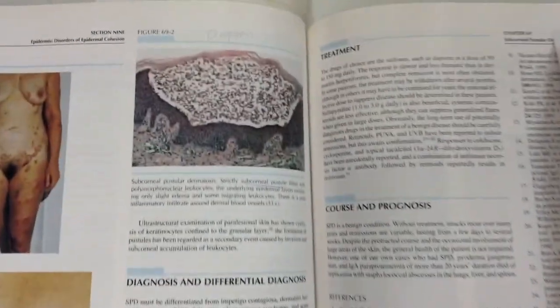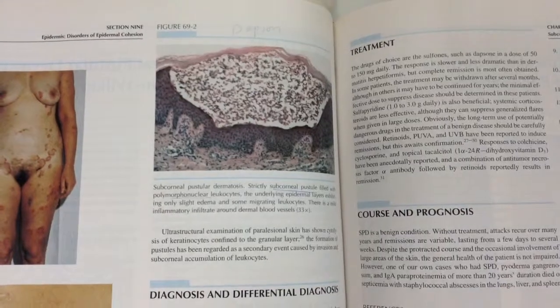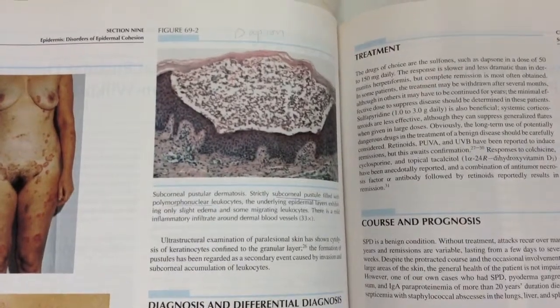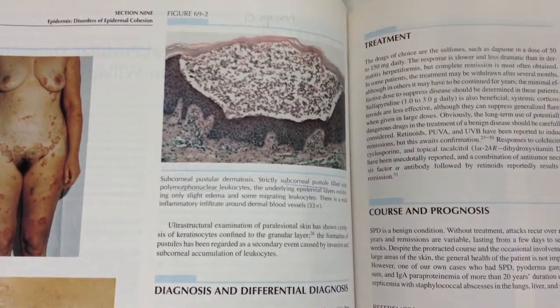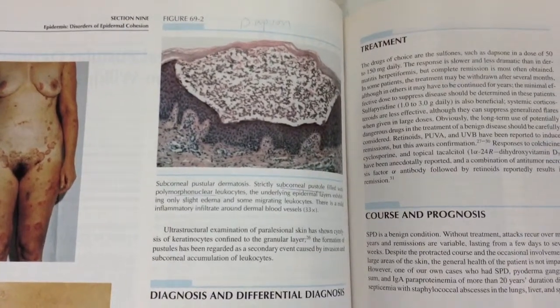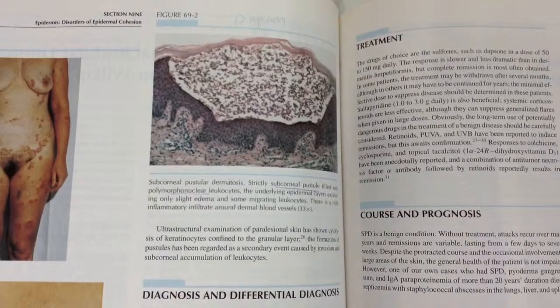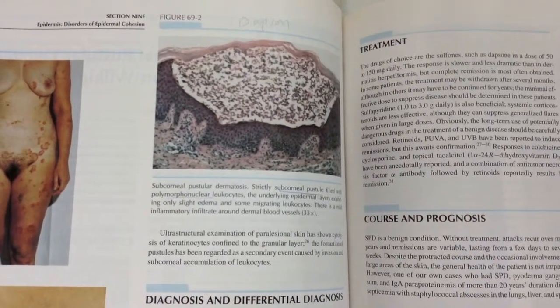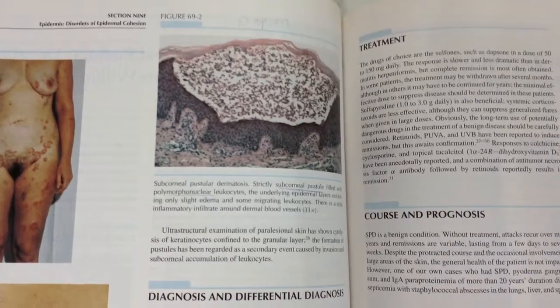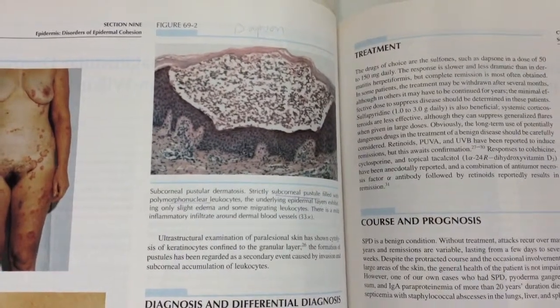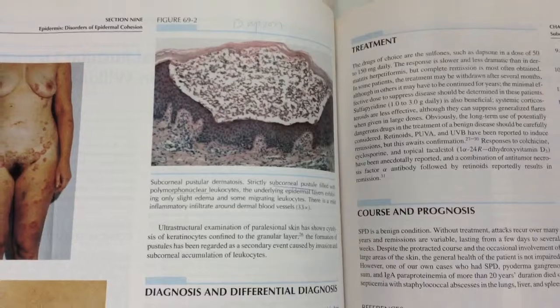We can see here also subcorneal pustular dermatosis histopathologically, with a subcorneal pustule filled with polymorphonuclear leukocytes. Underlying epidermal layers contain slight edema and some migrating leukocytes, and there is a mild inflammatory infiltrate around blood vessels. So there is a subcorneal pustule with polymorphonuclear leukocytes, and the treatment here is obvious, the dapsone.